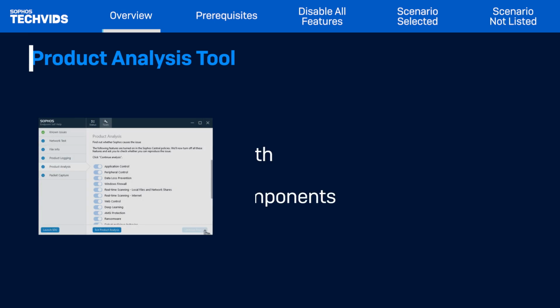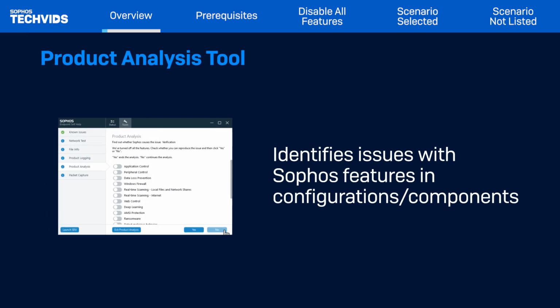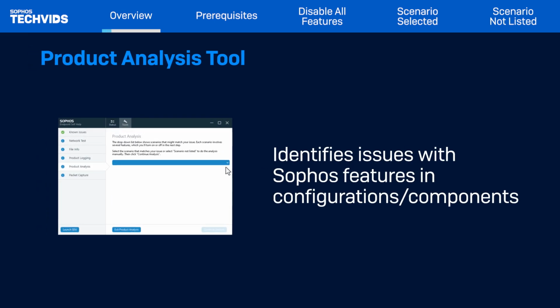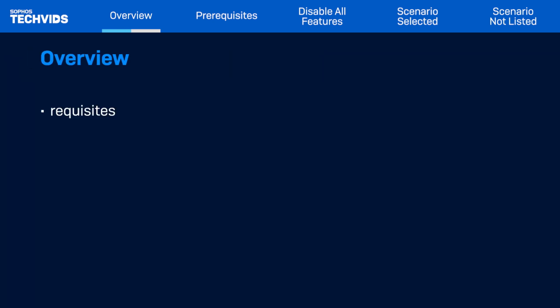The key purpose of the product analysis tool is to determine which Sophos feature is involved in an issue on your device. Given the numerous configuration options and components that can be installed, this tool will help pinpoint what may be the issue. I'll start by covering the prerequisites for the product analysis tool.